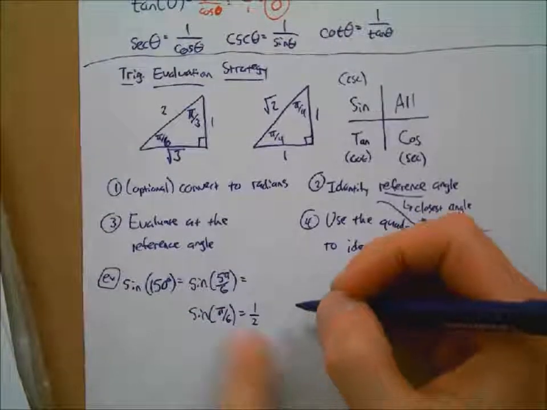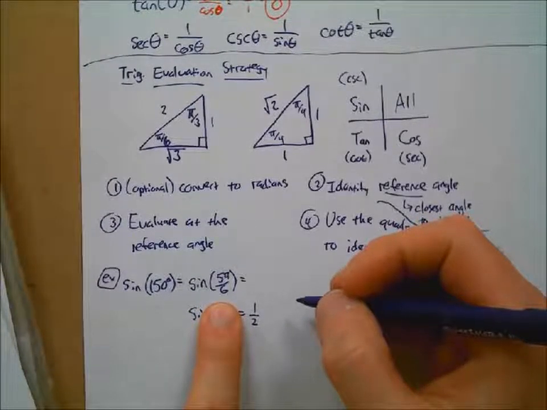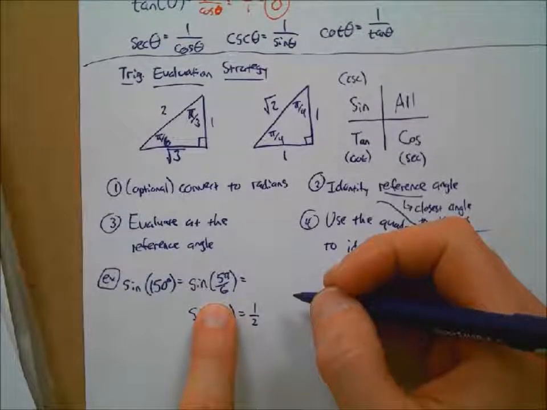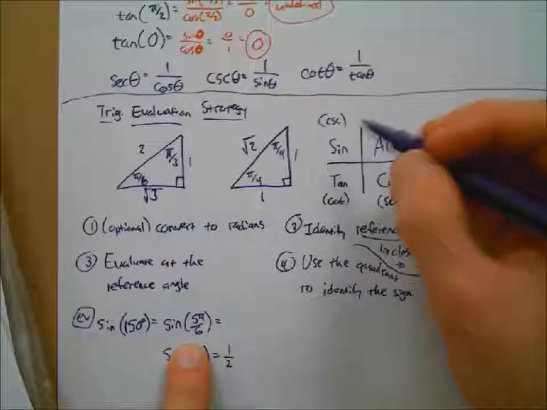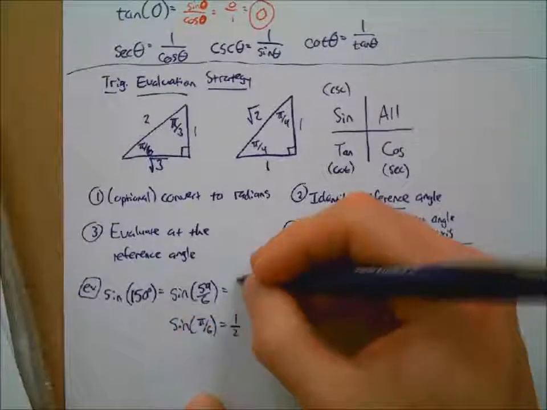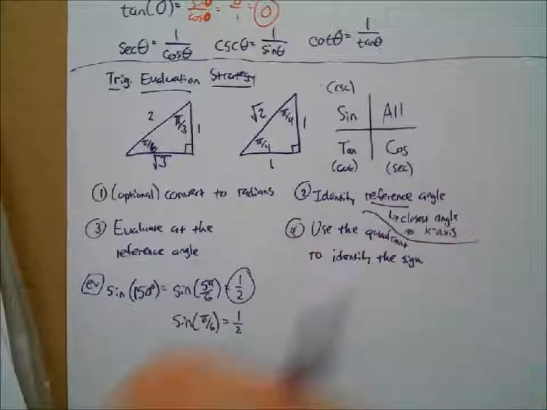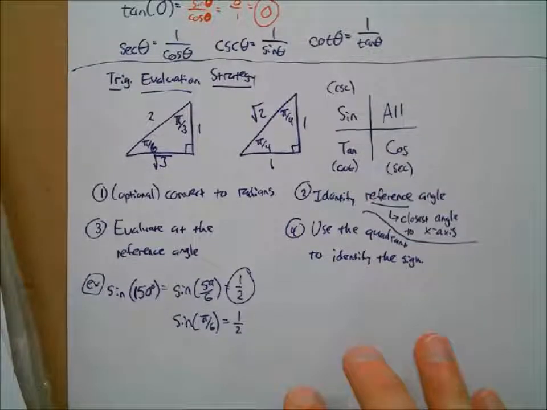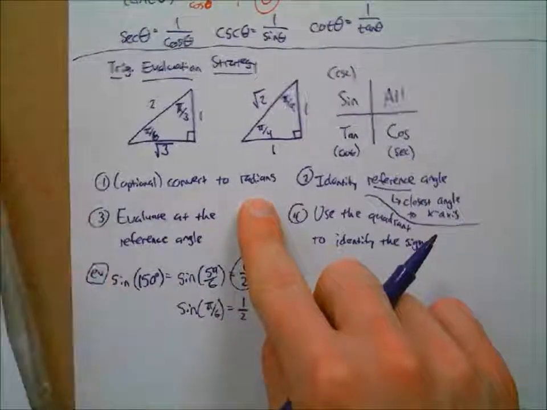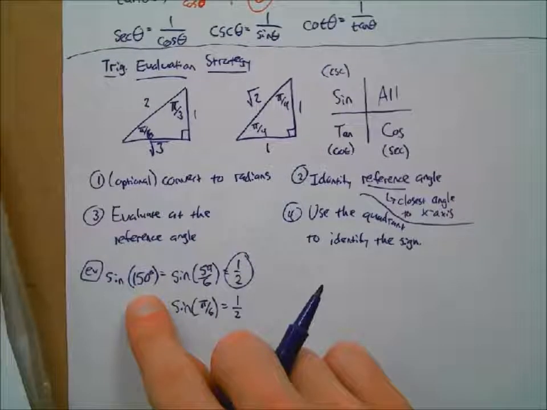We're trying to really evaluate sine of 5 pi over 6. What quadrant is 5 pi over 6 in? Second quadrant. And what do we know about sine in the second quadrant? It's positive, so it's also going to be positive 1/2, and that's our answer. So we converted to radians. That was optional. Cameron, was it you that said it was going to be 30 degrees? Yeah, it was you.